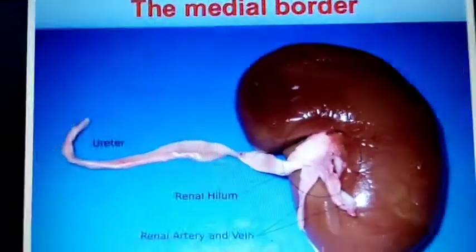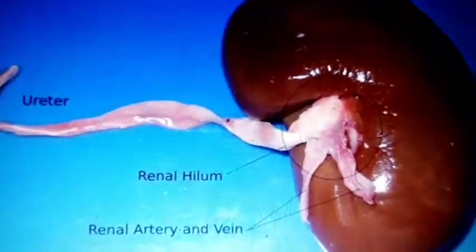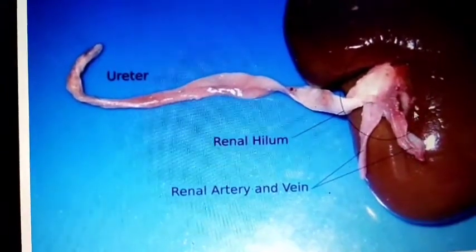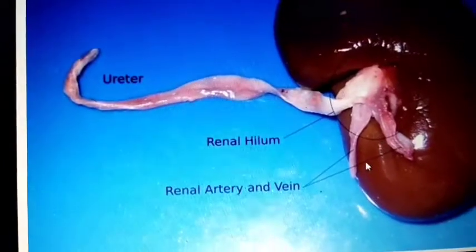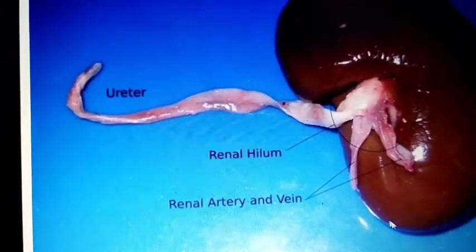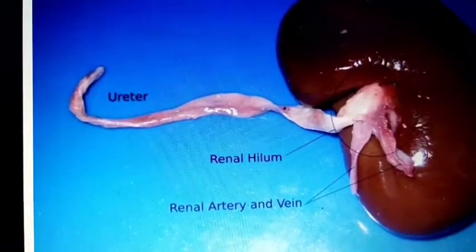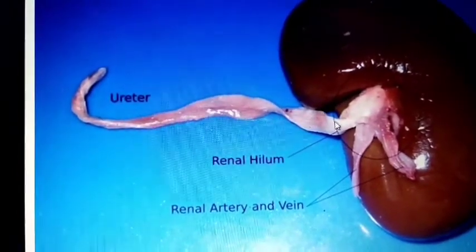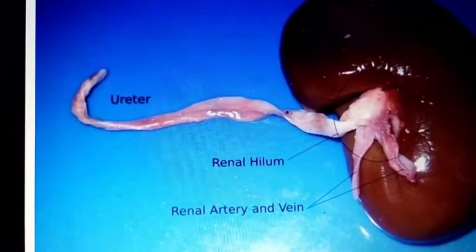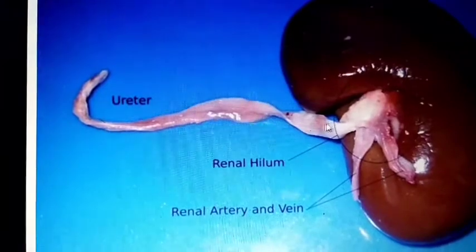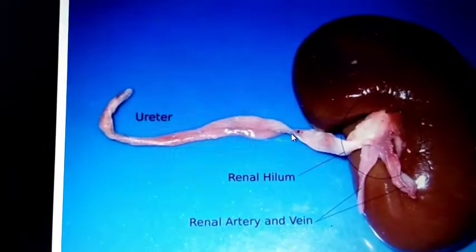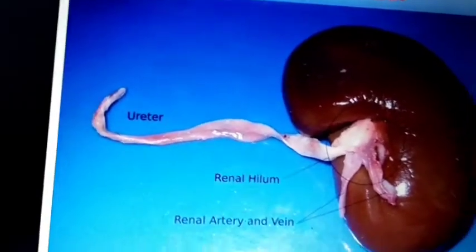You can see here, this is the medial border. From the upper part of the medial border, you can see the adrenal gland starts above the hilum, and below the hilum is the starting of the ureter. This is one of the demarcations of the medial border and the hilum.